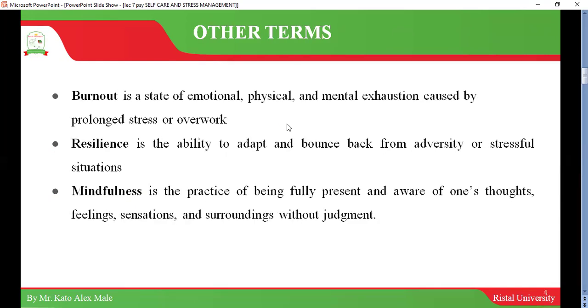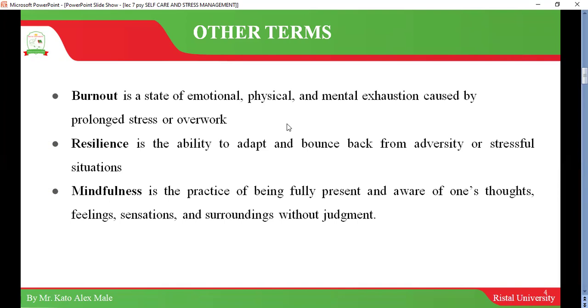The other term is burnout. It is a state of emotional, physical, and mental exhaustion caused by prolonged distress or overwork. When an individual works beyond the normal, they tend to burn out. They tend to get tired, but this now goes beyond being tired. And then resilience, it is the ability to adapt and bounce back from adversity or stressful situations.